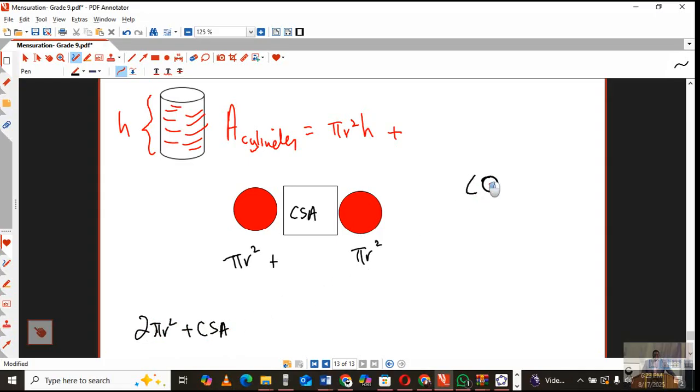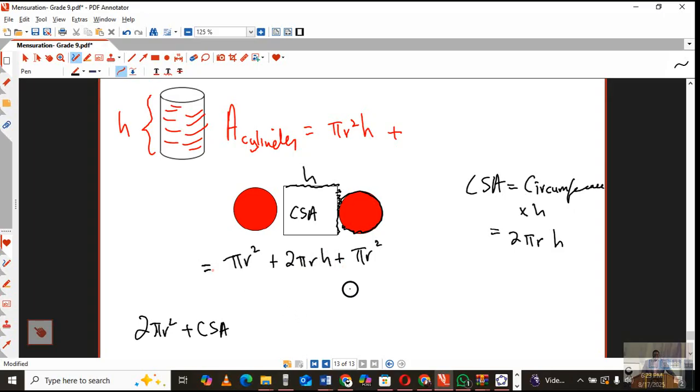Now, the curved surface area is very important that we see. What is this distance of the curved surface area? Well, it's exactly the same distance over here. That is the circumference. Good. So what is this distance here? Well, that's the height. So it is circumference times the height. So what is the formula of circumference? Circumference is 2 pi r times the height being that. So this will be 2 pi r times h. That's how you find the total surface area.